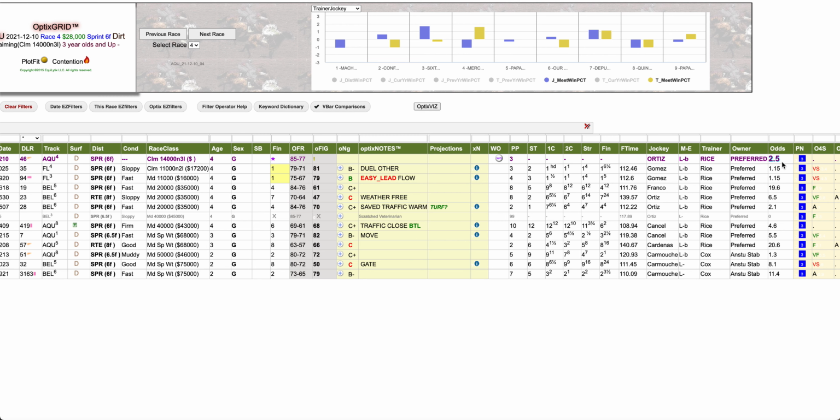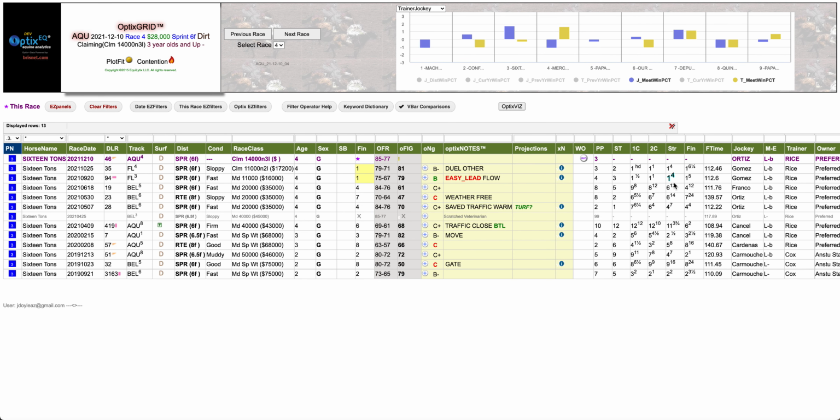Don't like the price either at 5-2. But when you're looking at exotics, this is a horse you might want to include. But there is another horse in here, so don't get discouraged. There's another horse in here, interesting, that might spice up the exotics, but this is one I would consider.